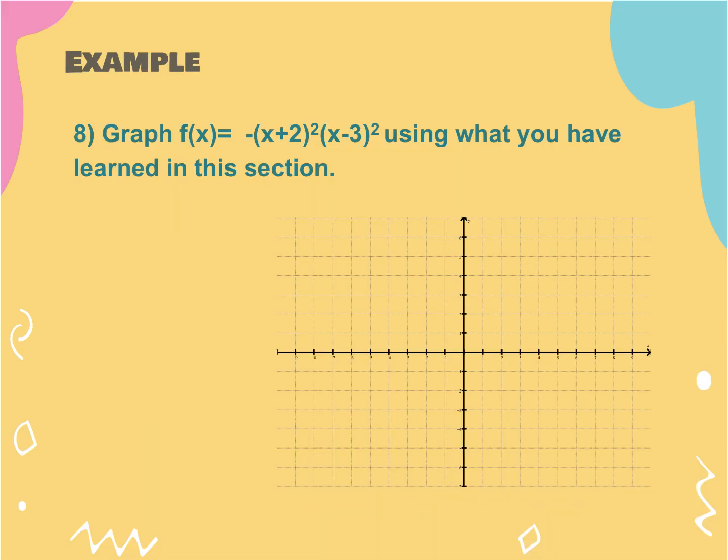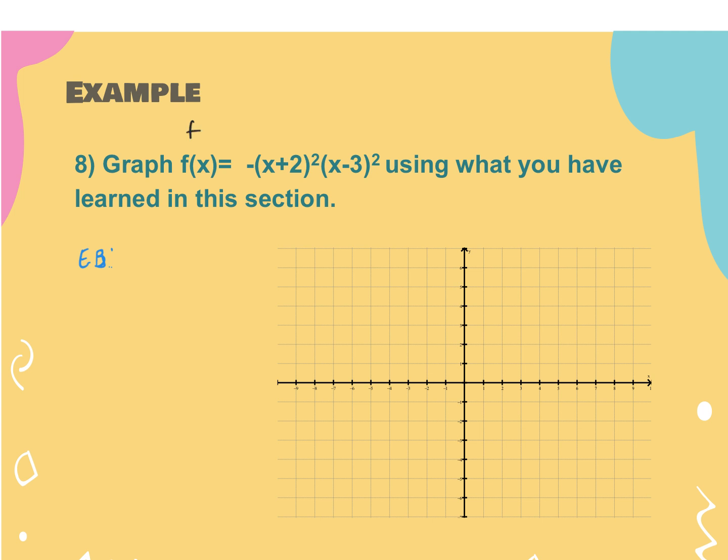All right, so one last example. Again, same information as always. Let's start with our end behavior. And again, if it's written in this way, this is similar to the one that we just did. This is the same as writing f of x is -1. The exponent of 2 means (x + 2) times (x + 2). This exponent of 2 means (x - 3), (x - 3).